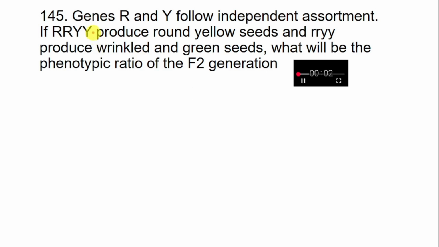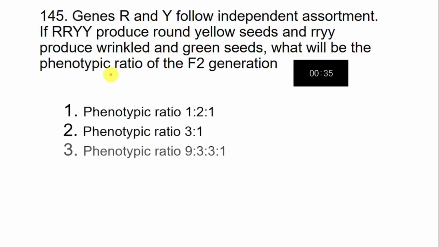Next one. Genes R and Y follow independent assortment. If homozygous R and homozygous Y produce round and yellow seeds, and recessive r and recessive y produce wrinkled and green seeds, what will be the phenotypic ratio of F2 generation? So basically they have explained the dihybrid ratio. Okay, so the result of dihybrid ratio will be, phenotypic ratio is asked.